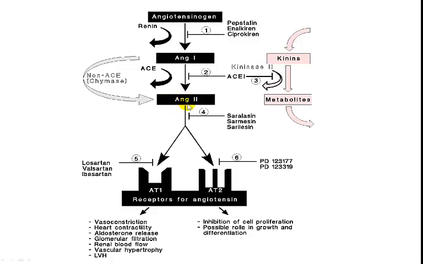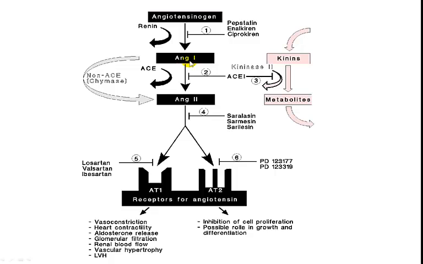The angiotensin 2 can bind to receptors locally in the kidney or distributed throughout the vascular bed. And there are two types, angiotensin type 1 receptors and the type 2 receptors. And there are drugs that can inhibit, like ACE inhibitors here, that'll inhibit ACE, but there's other enzymes.